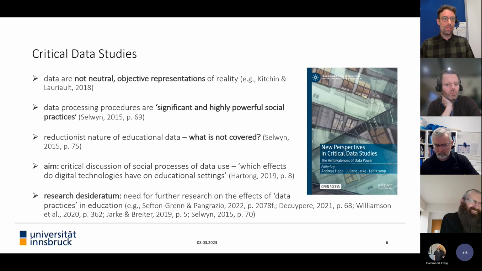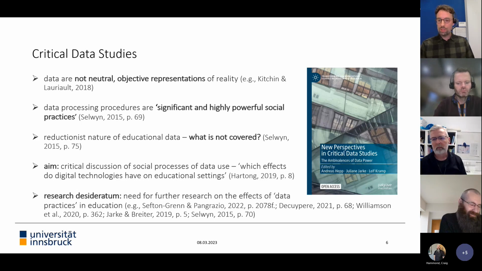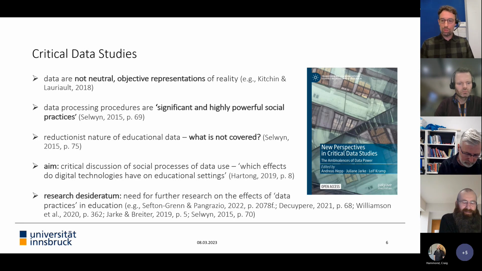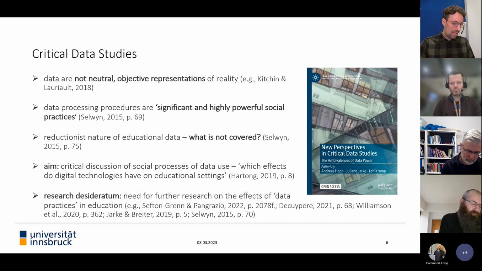Secondly, the authors in this field argue that data processing procedures are significant and highly powerful social practices. For example, processes of observing, of measuring, of describing, of classifying, of sorting, of ordering, of ranking. All these things represent a certain idea of reality that has an influence on people's ways of thinking and behaving.